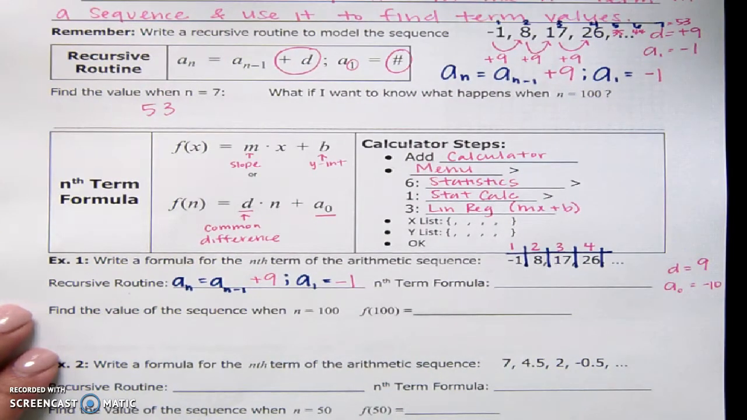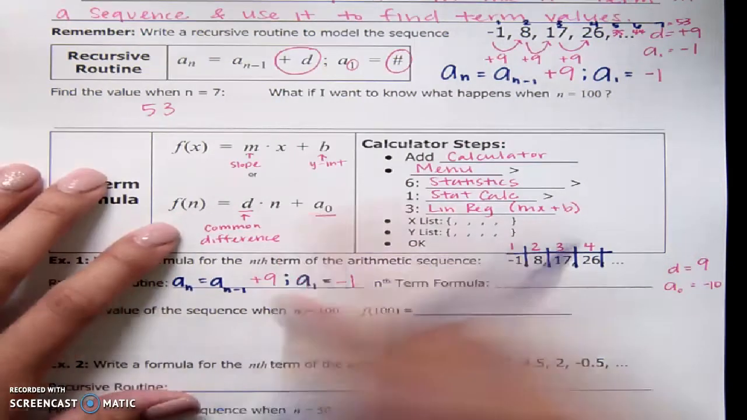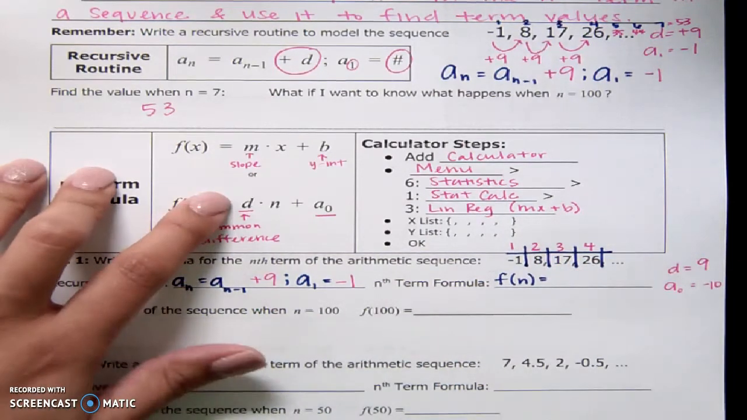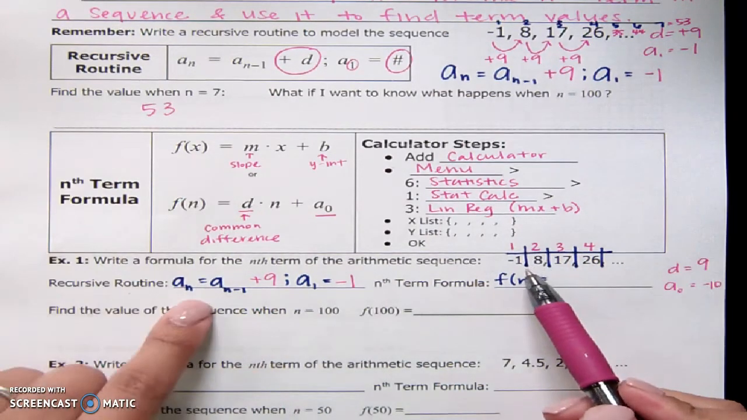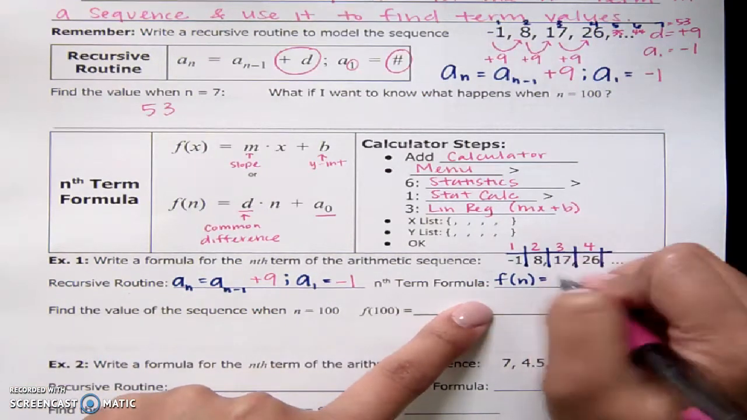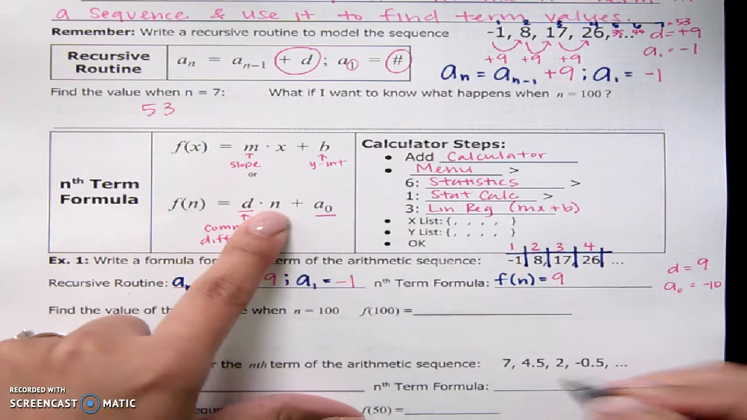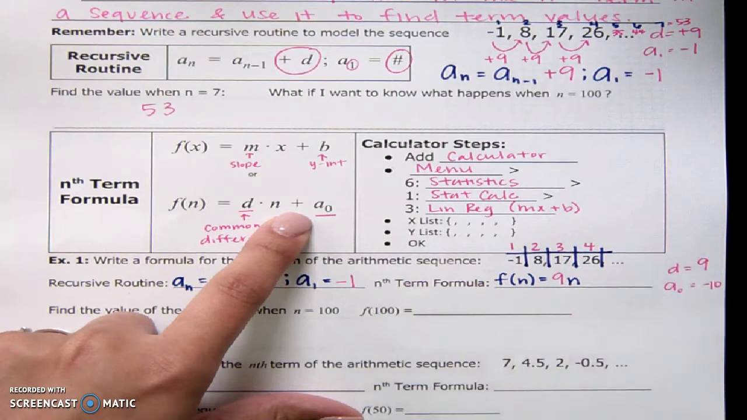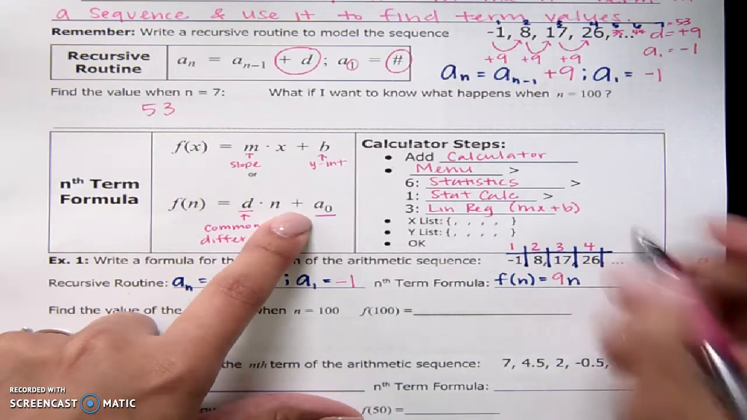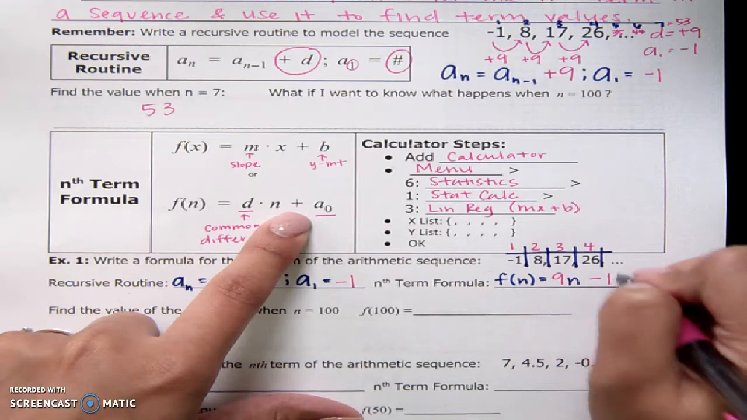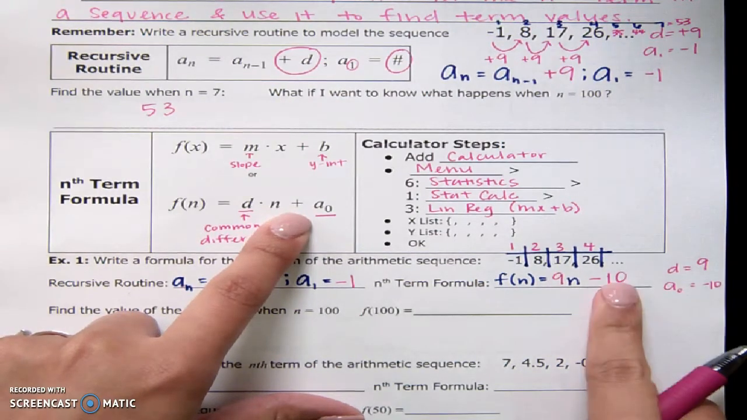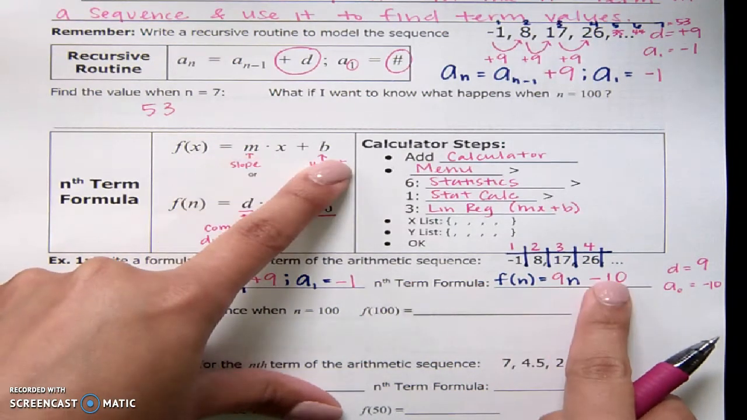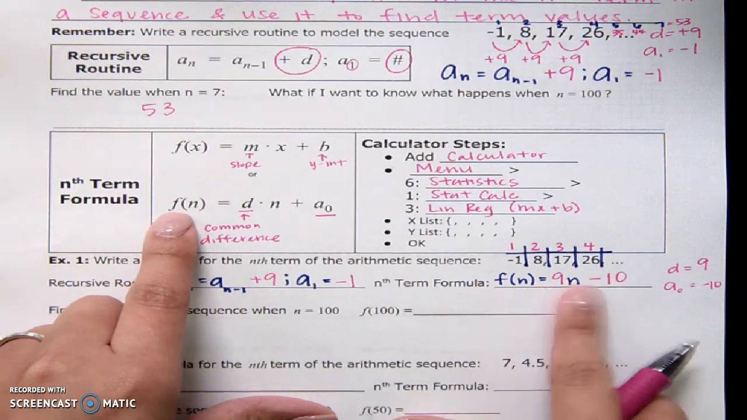So now that I have those 2 pieces of information, I'm going to write it in terms of a function. F of n equals D, which is the common difference. That's not going to change, regardless of whether you're writing the recursive or the nth term. 9n. My a sub 0 is negative 10, so don't put plus negative 10. You just put minus 10. So this looks a lot like slope-intercept form. This is my slope, and this is my y-intercept. We're just writing it in terms of f and n.